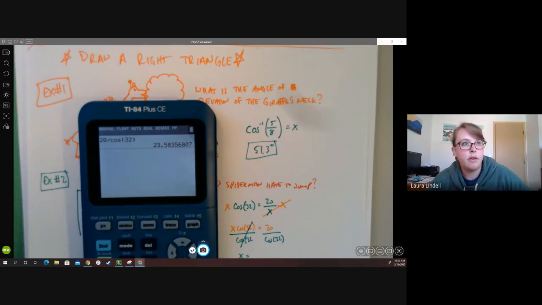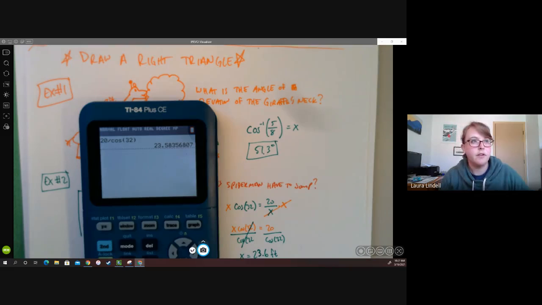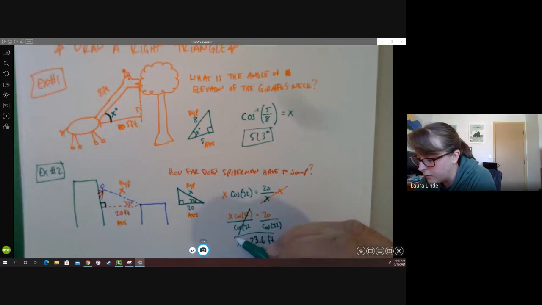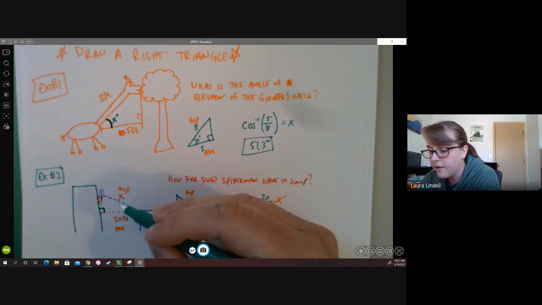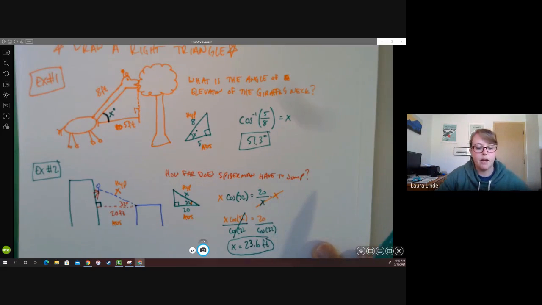And we get 23.583, which rounds to about 23.6 feet. The difference also in these ones is that sometimes you do have to include units. Like if it's a unit of length here, we know that this is in feet. This side length will also be in feet. So we want to keep that in mind as we go through these sort of problems.